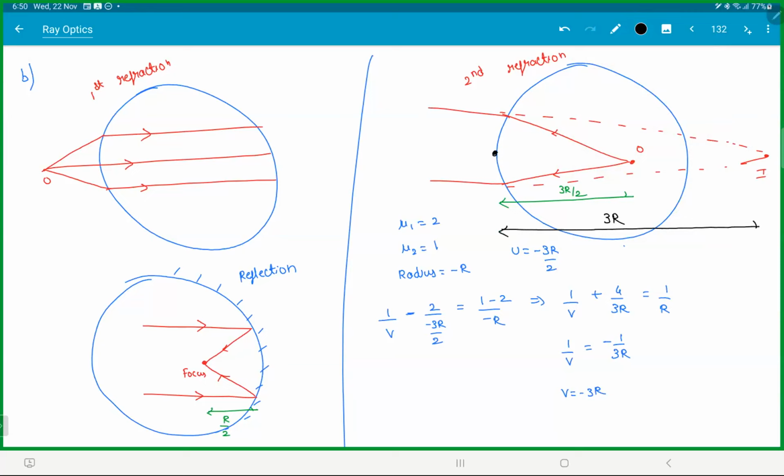Check it out. It's a virtual image. This is how you know whether an image is virtual or real. If the light rays are actually meeting, you should have got V as plus 3r. Because you're getting minus 3r, the image is actually forming behind.